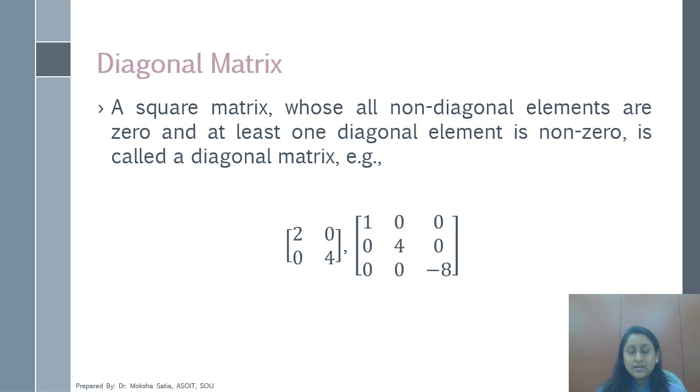You can see in both matrices only the entries on the diagonal are non-zero, otherwise every element other than the diagonal ones is zero, which makes a diagonal matrix.